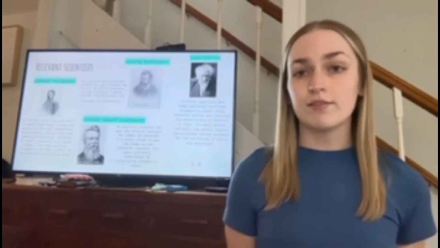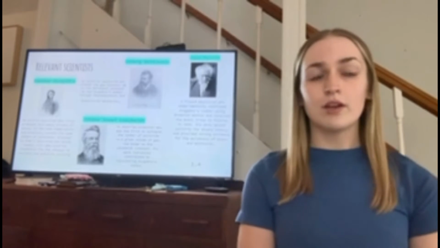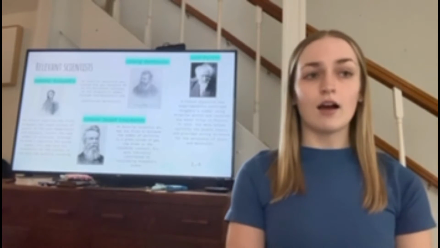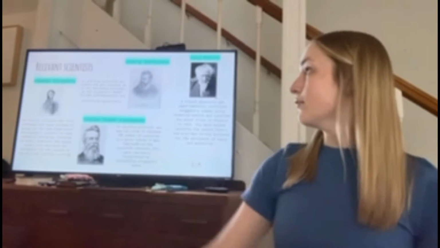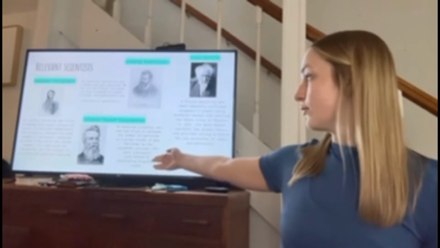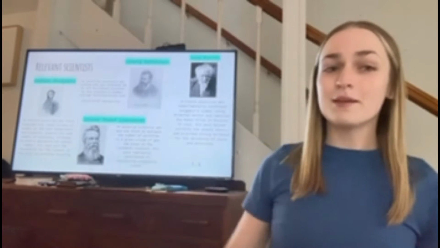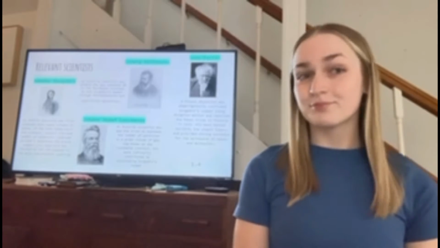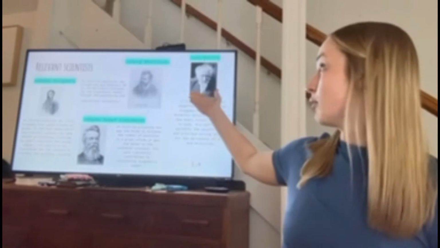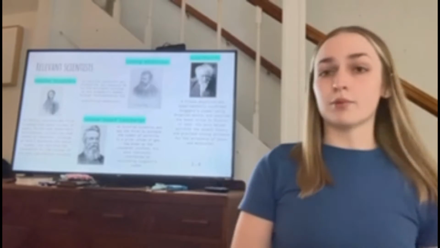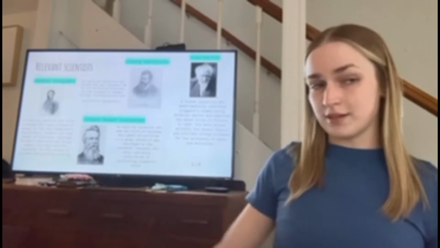A few of the relevant scientists for Avogadro's number include Avogadro himself, to the far left. We have Johann Joseph, I'm not sure how to say his last name, I'm gonna butcher it, but bear with me, Loschmidt. We have Ludwig Boltzmann, and last but not least, Jean Perrin. So let's start with Avogadro himself.